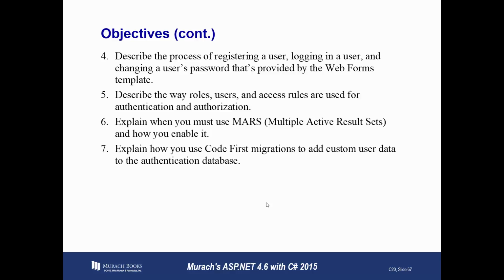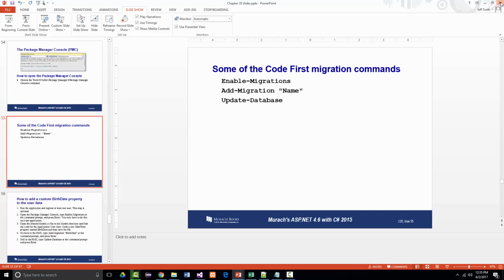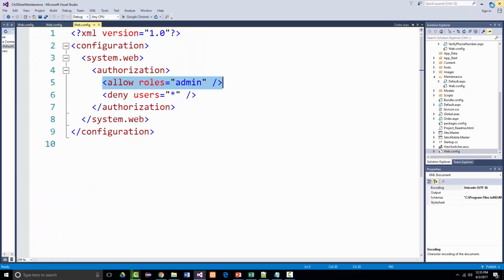While we did this, we also talked about some of the roles, users, and access rules that are used for authentication and authorization. You saw how that one setting was set up there for MARS, the multiple active result sets. So you saw how to enable it. Finally, the last thing we did was we looked briefly at how to use Code First migrations to add custom user data to the authentication database. Now that's it for Chapter 20.